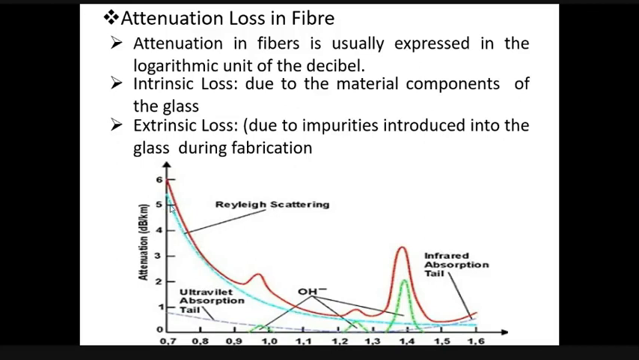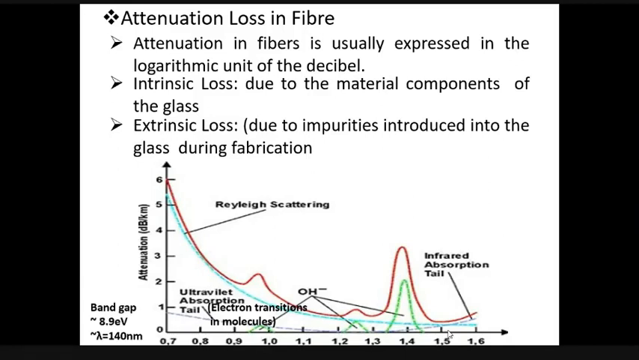This curve shows that Rayleigh scattering losses are greater at low wavelengths, and at higher wavelengths the losses are smaller. And there is this UV, ultraviolet, absorption tail, which is due to electron transition. The electron will absorb energy from the signal, and that results in attenuation of the signal.